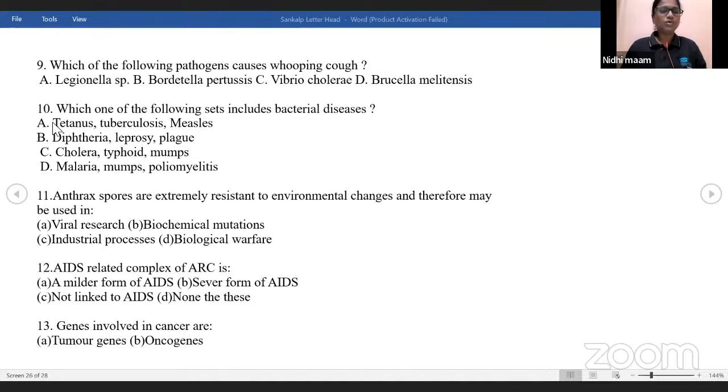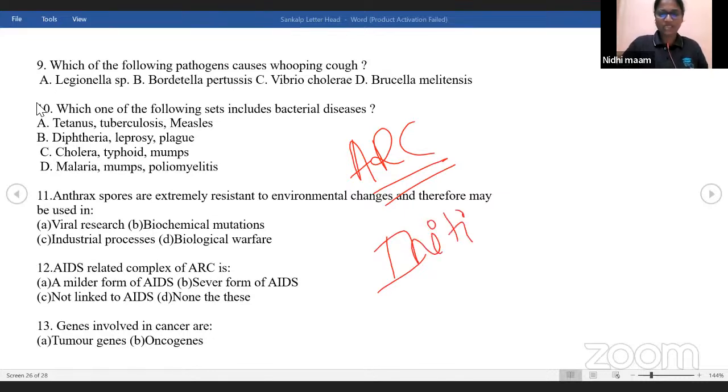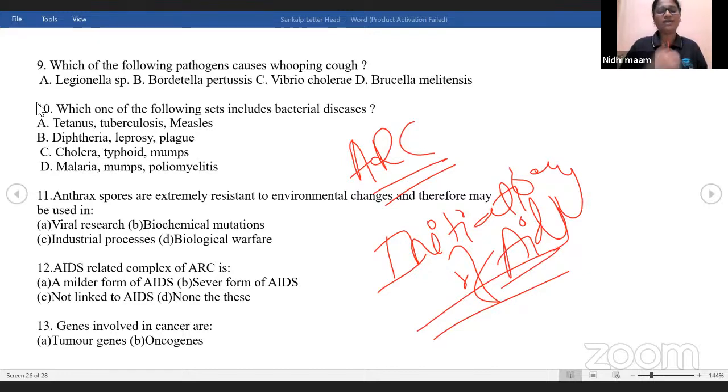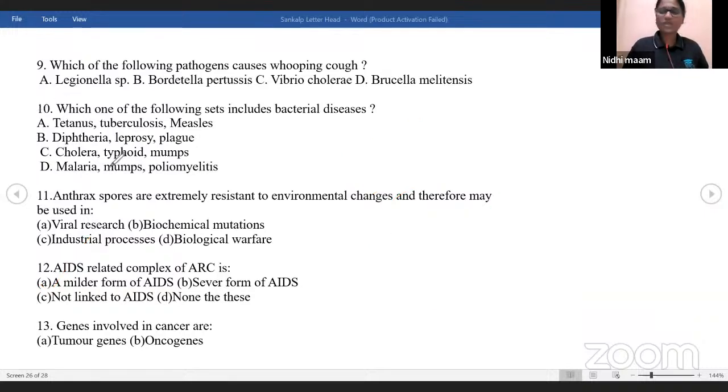Okay. So here, ARC is the initiatory level of AIDS. Initiatory level of AIDS, which will also influence our immune system. So initiatory level means option A, a milder form of AIDS, that is the right answer. Option A is the 12th one, and the 11th one is option D.